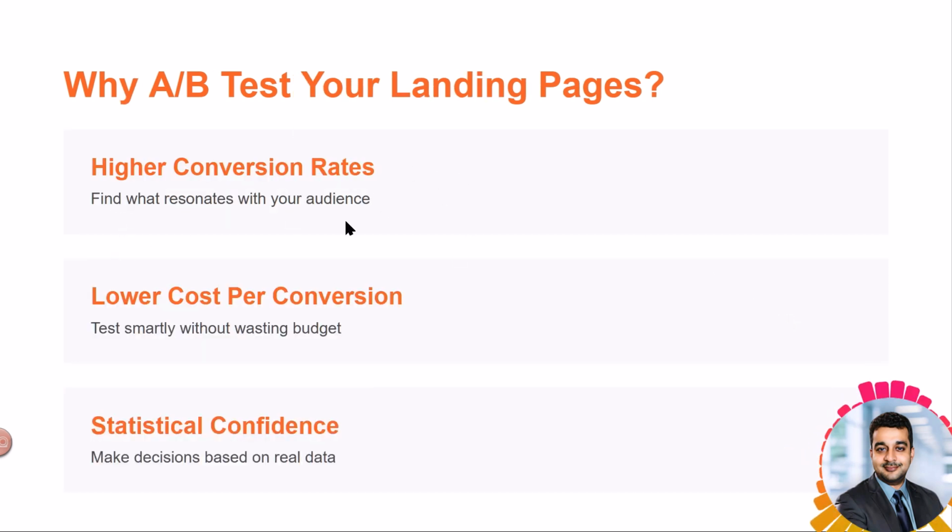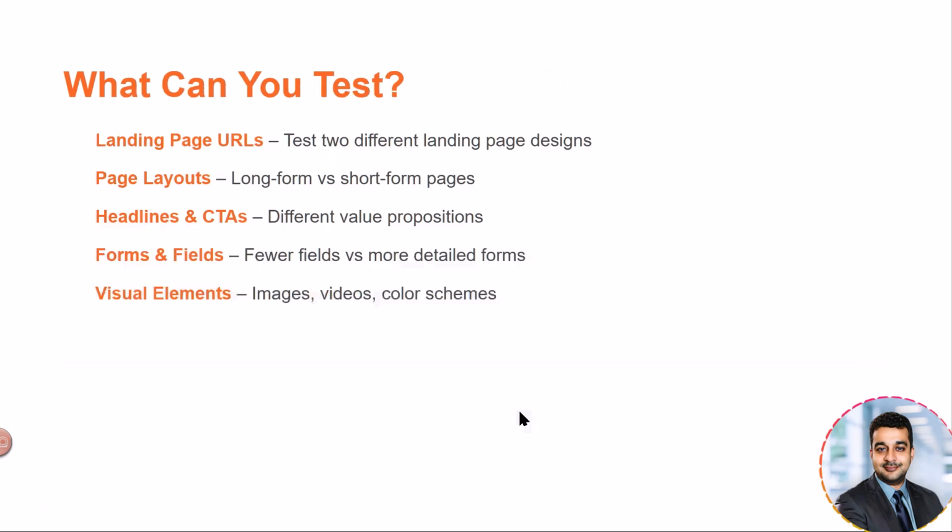So the three major reasons why we do A/B testing for the landing pages are, first of all, it lets us know which particular landing page is giving us more conversions and a lower cost per conversion. And it also gives us some statistical confidence, because when we have data in our hands, we can make decisions based on real data.